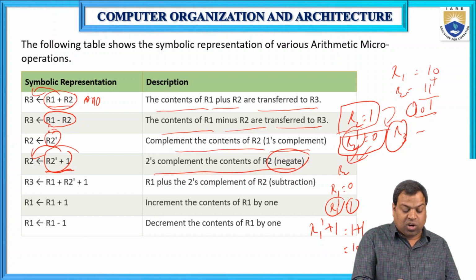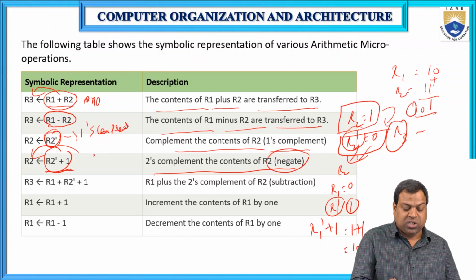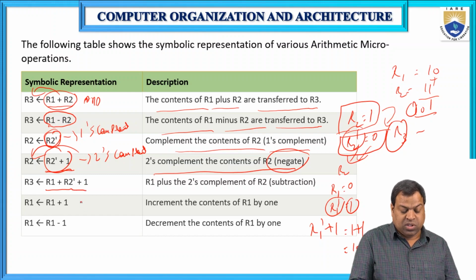So it is about the R2 bar, that is called 1's complement. R2 bar is nothing but 1's complement. R2 bar plus 1 means that is called 2's complement. So R1 plus R2 bar plus 1. So what is the value of R1 and what is the value of R2? We are complementing that value and R2 plus 1.